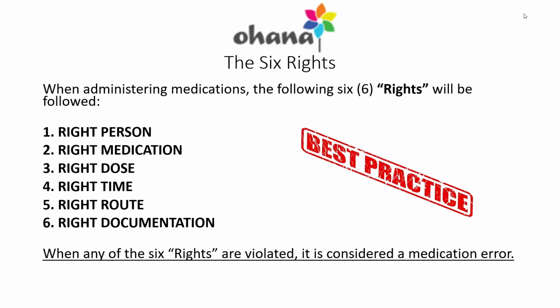Obviously you want to give medications to the right person. Second, right medication kind of falls under the same path there. You want to make sure you're giving the right person the right medication. Third, the right dose. You want to make sure you're giving 1 pill if the medication bottle states 1 pill. You're not giving 2 pills, you're giving 1 if that's what the bottle says and that's what the log says.